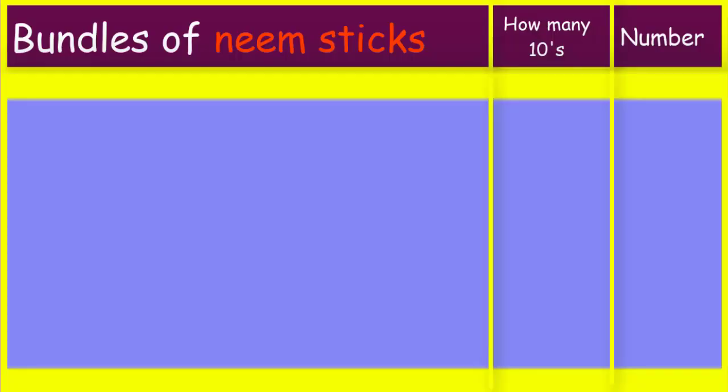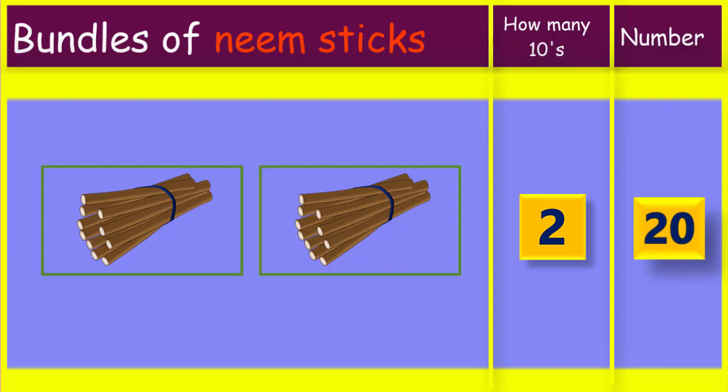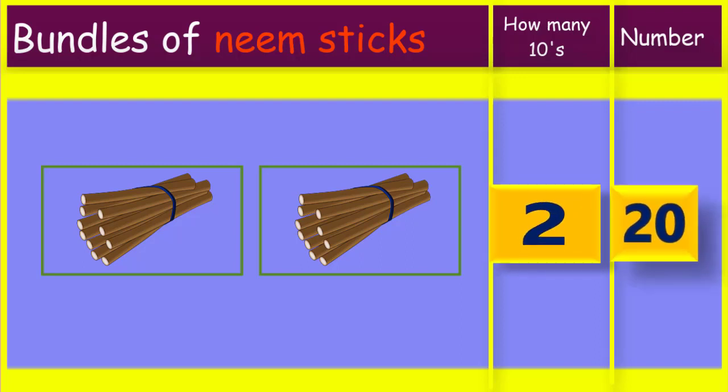Now see here. The number of bundles of name sticks is 2. So the number of name sticks is 20. 2 bundles have 20 name sticks. This is called 2 tens.